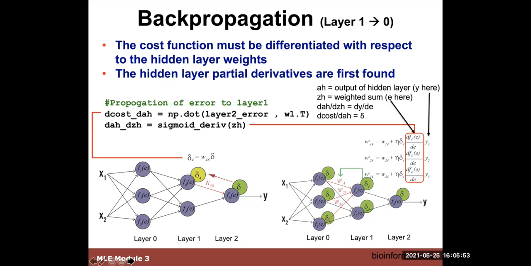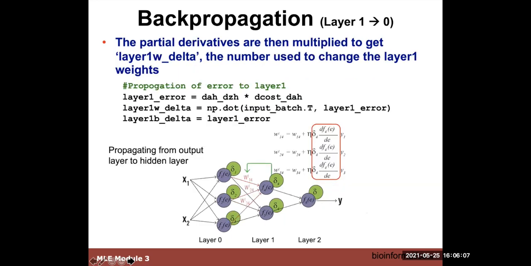But again, we're modifying in a directed, intelligent way how the weights should change to produce the best performance. And we're continuing as we go from layer two to layer one to now layer zero. And now we're seeing layer one, we've got the error, layer one weights delta, layer one biases delta, and those are all determined from the previous layer itself. Again, we're getting this DAH, D cost, DAH, those are all being used in the multiplication.